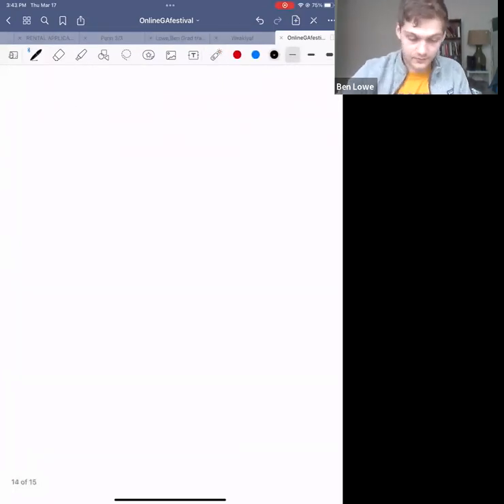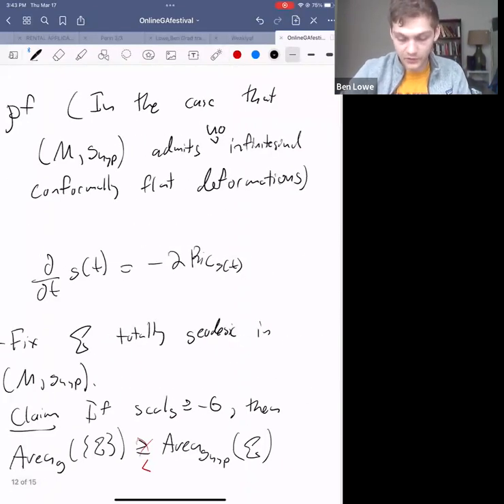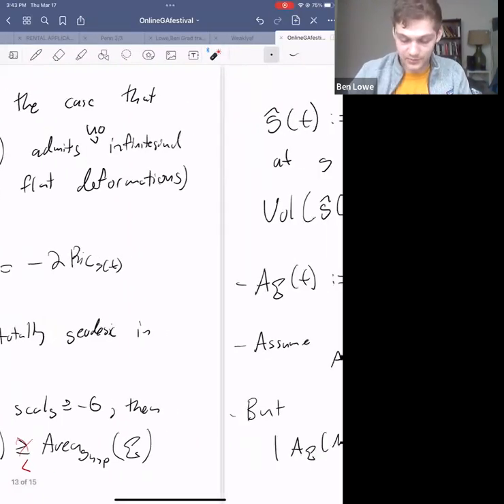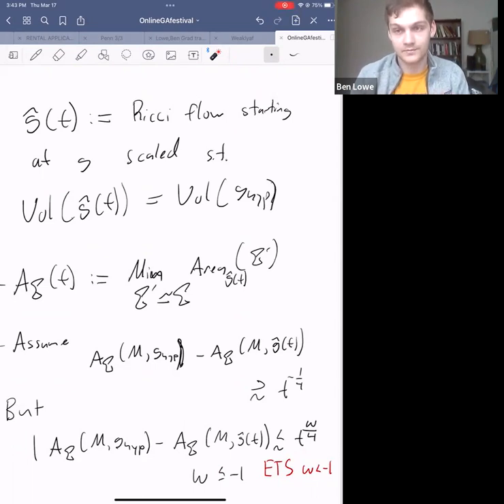But this initial assumption we made, that there are no infinitesimal conformally flat deformations, actually ends up meaning that omega has to be strictly less than -1. So what happens? I'll end my talk after this, but I'll just explain why we have this strict inequality in the case that there are no infinitesimal conformally flat deformations.